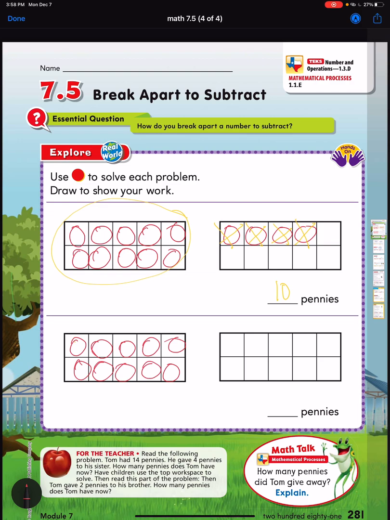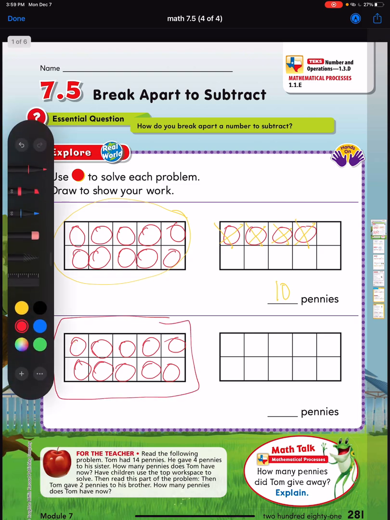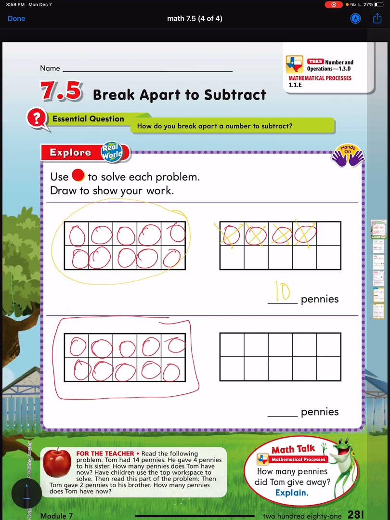So remember, he was left with 10. So here's our 10 that he's left with. And he gave 2 of those to his brother. He gave 2 of them to his brother. How many pennies is he left with? And I could count them. 5, 6, 7, 8. He's left with 8 pennies.